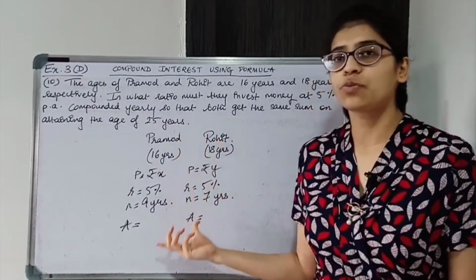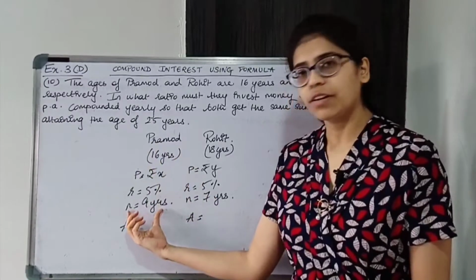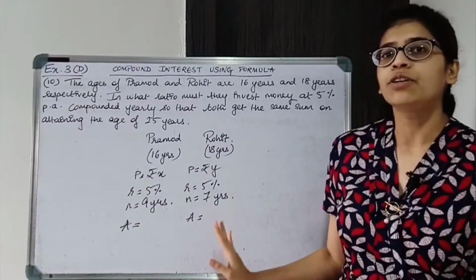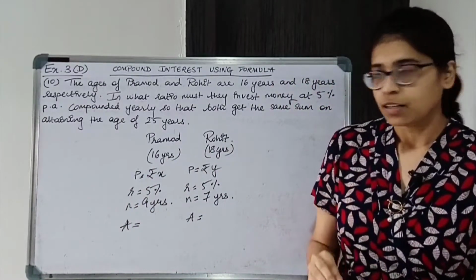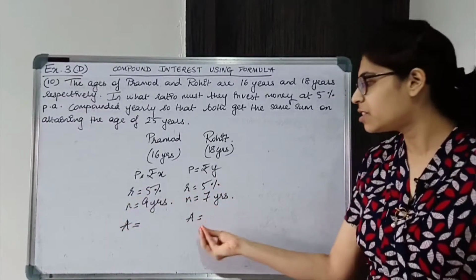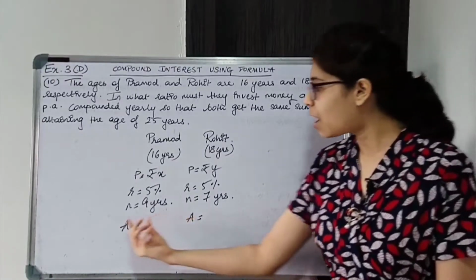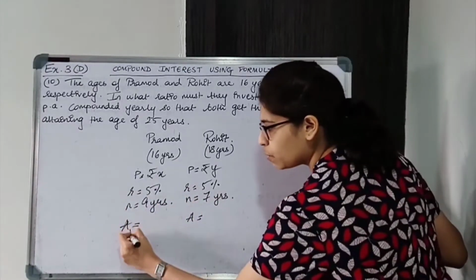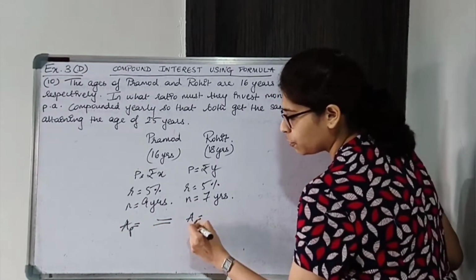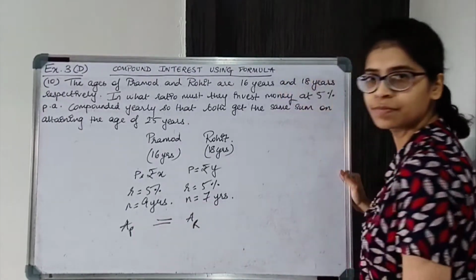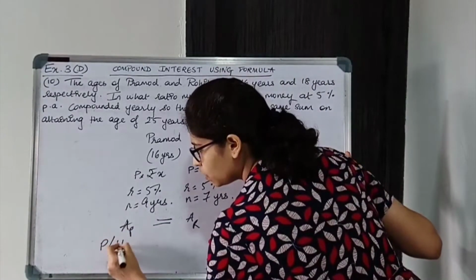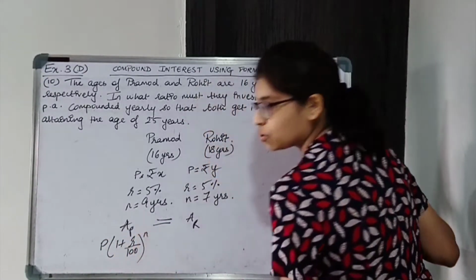So when both reach 25, Pramod will reach 25 after 9 years, Rohit after 7 years. Whenever they turn 25, they are going to get the same sum of money. So whatever amount is received by Pramod, that same sum will be received by Rohit. That is, the amount in case of Pramod is equal to the amount in case of Rohit. Now, amount is basically P into 1 plus R upon 100 raised to N. Same thing over here.